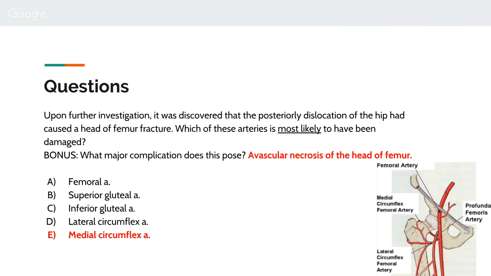Pretty much anything in a closed space that only has one source of blood supply, if you injure that one source, is going to necrose. So your scaphoid, your head of femur. I was always confused between medial and lateral circumflex artery, so I Google searched this morning. The medial circumflex artery runs between the femur and the hip, so it makes sense that it would be occluded. Whereas your lateral, as the name suggests, runs laterally to the femur, so it's out of the way and won't get affected.